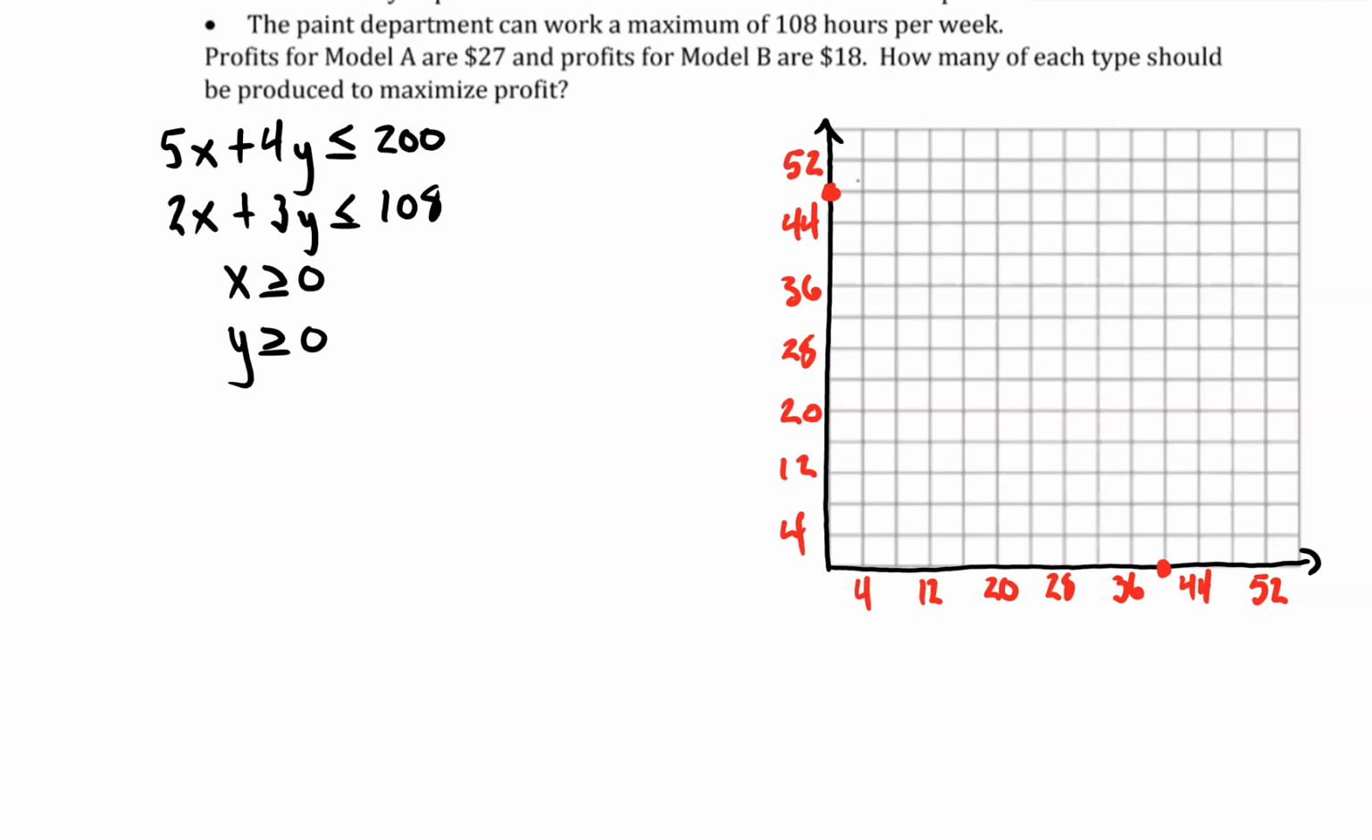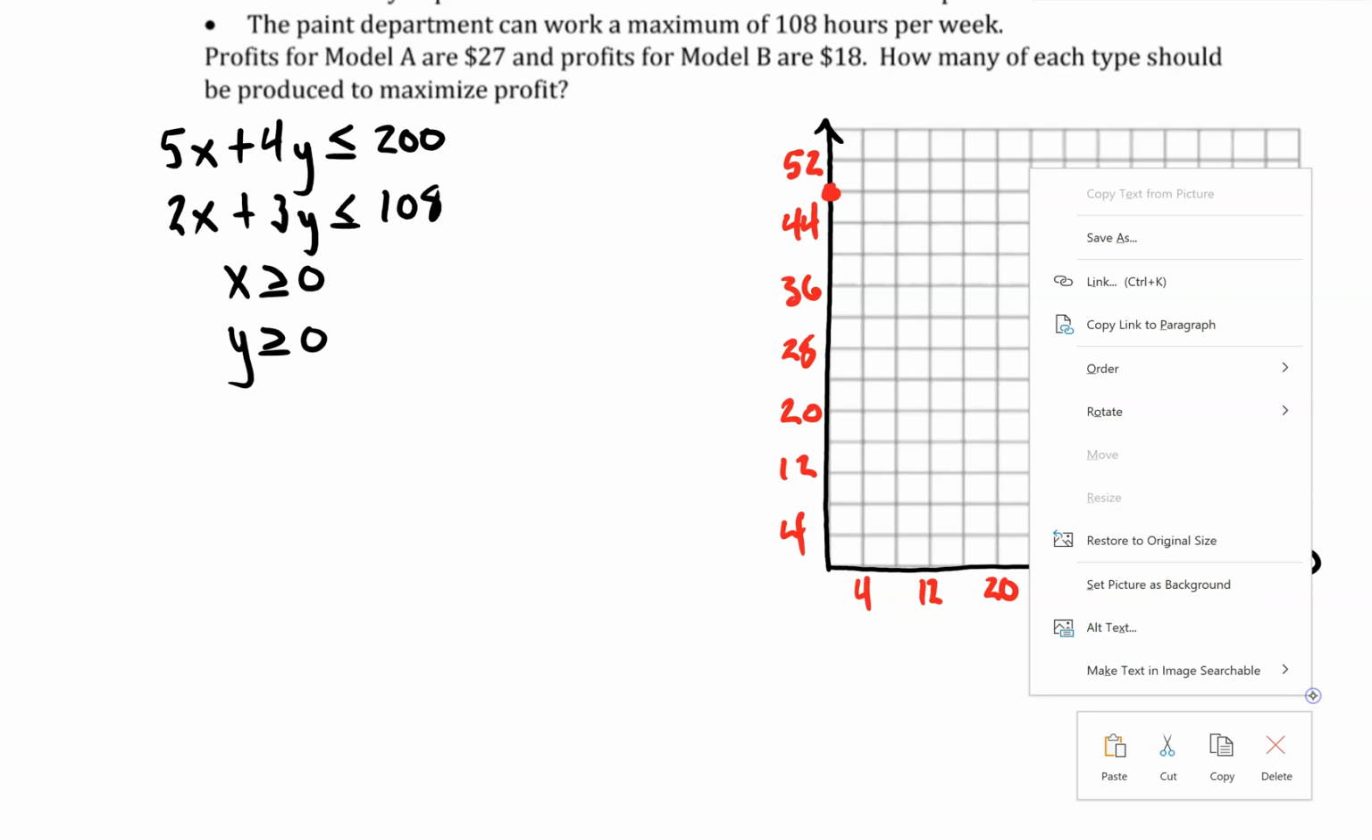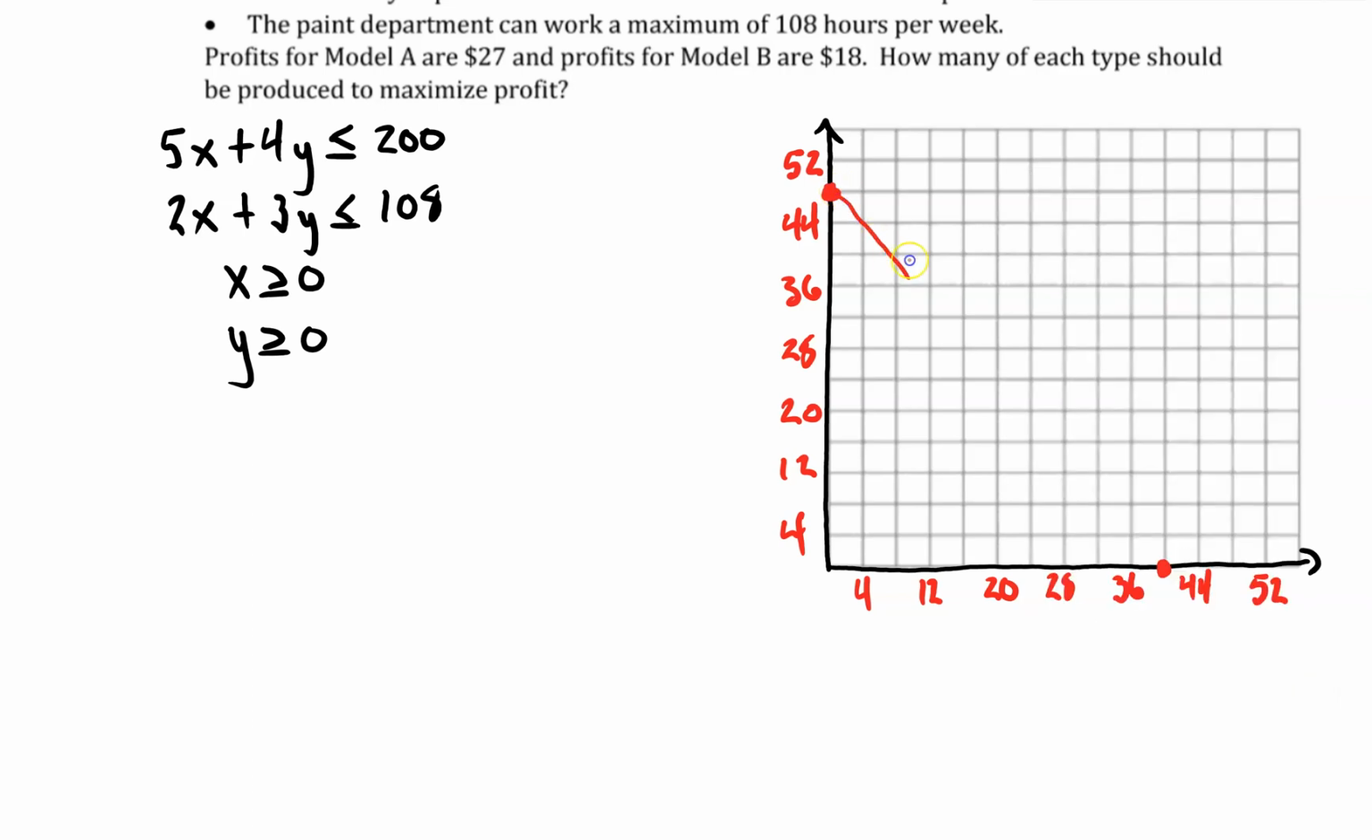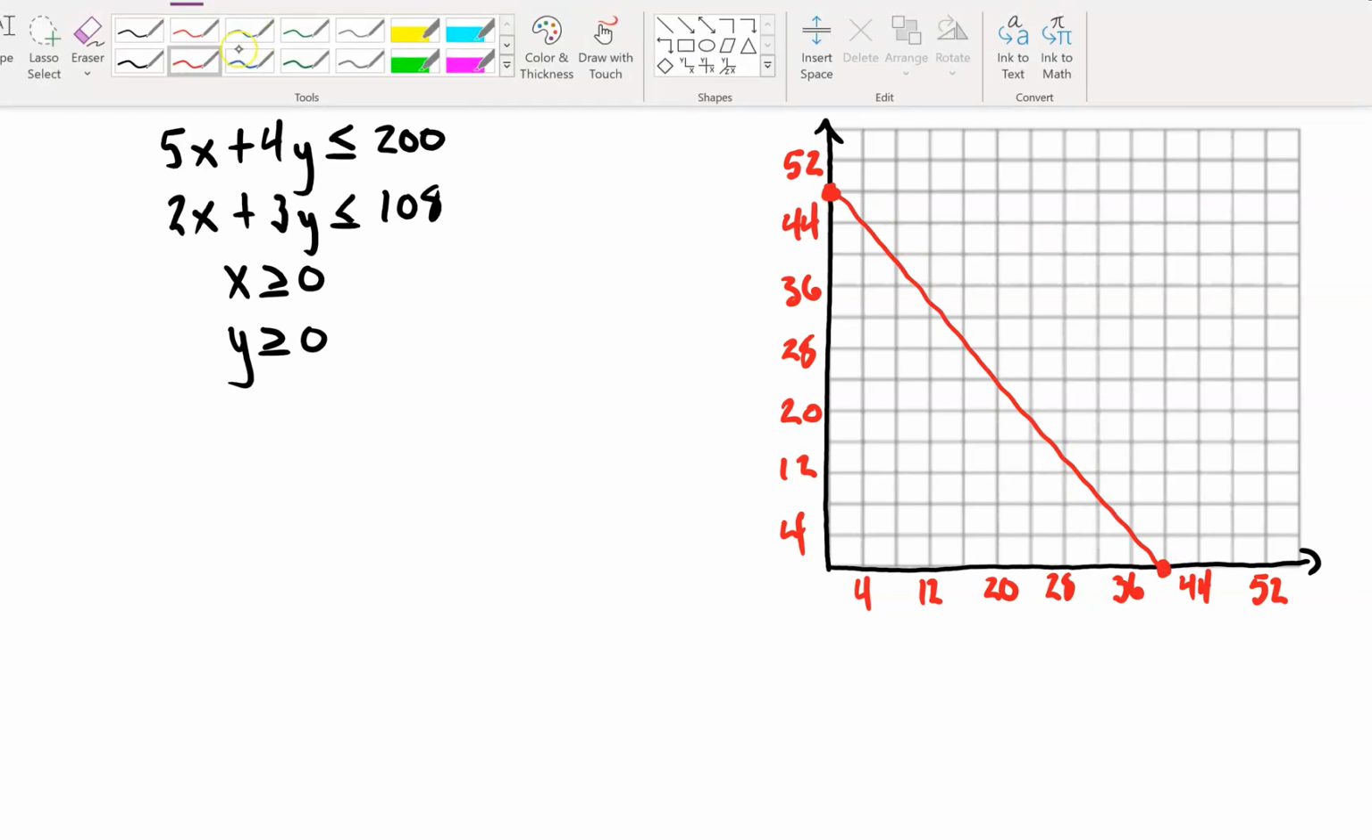So this first one is going to run from 50 down to 40. And like I said, important here that you try to draw straight lines. Then I'm going to do the second equation.